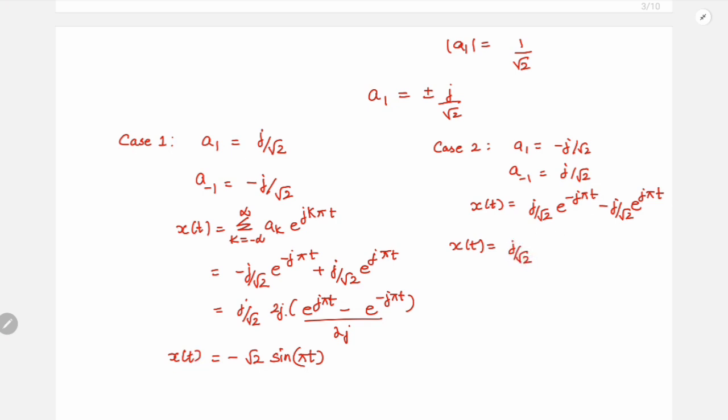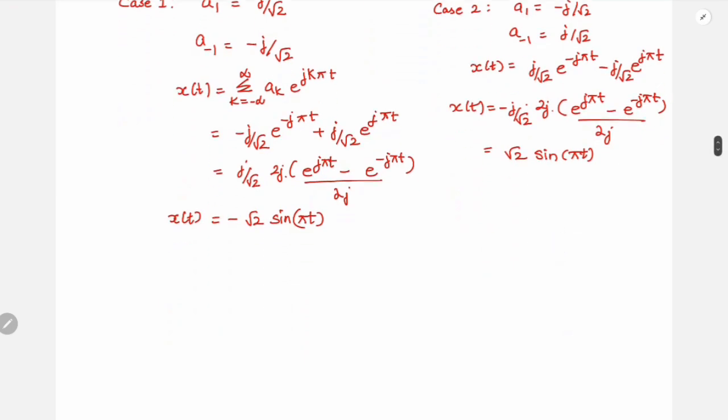minus j by root 2 we can take common out, and then we have e power j pi t minus e power minus j pi t, and multiplying and dividing by 2j, we have 2 by root 2, and this minus 1 into minus 1 will become plus. So we have root 2 sine pi t.